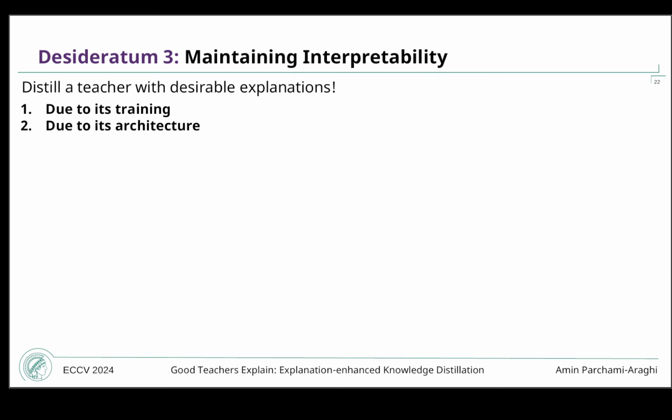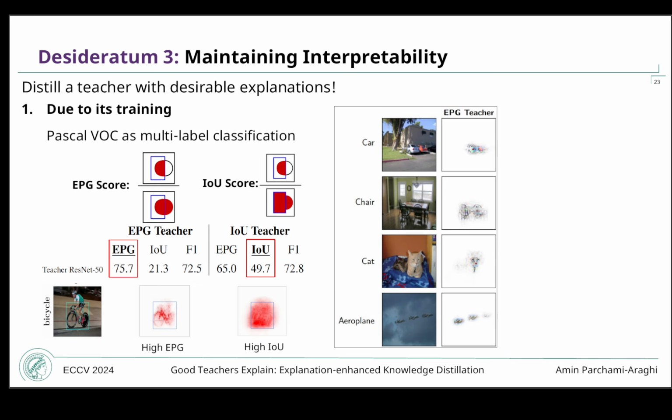For the third desideratum, maintaining interpretability, we consider two teacher models with desirable explanations. Specifically, one has explanations with high EPG score and the other with high IOU score. We observe a significantly more faithful distillation when our loss is used.